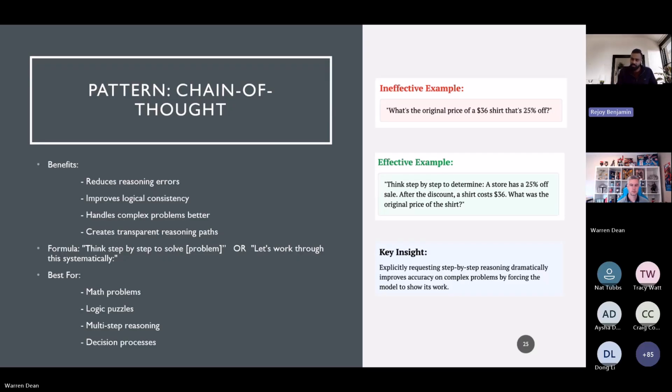So you can see the ineffective example is just asking what the question is. But if you don't tell it to give you a step-by-step process, then it's not going to tell you how it's thinking. It's just going to give you the answer. And more often than not, you're going to wonder why it came to that conclusion or why it gave you that answer. So it's very important to have a very good, strong prompt. And it's also important to know at which point what prompt is more powerful.